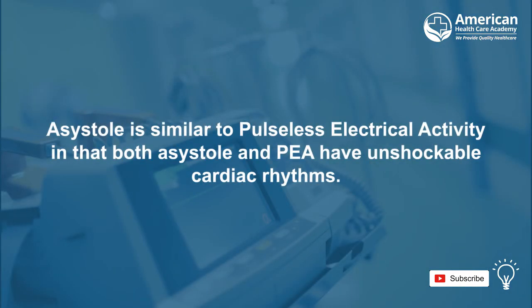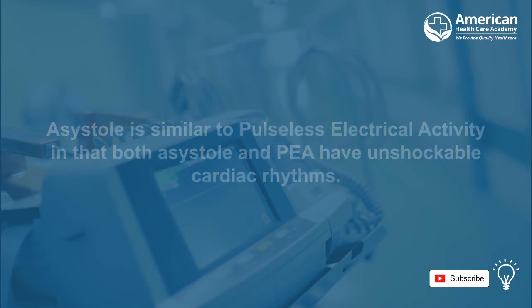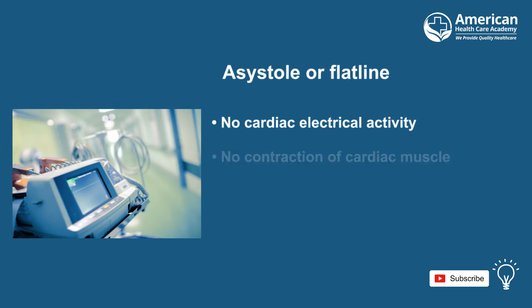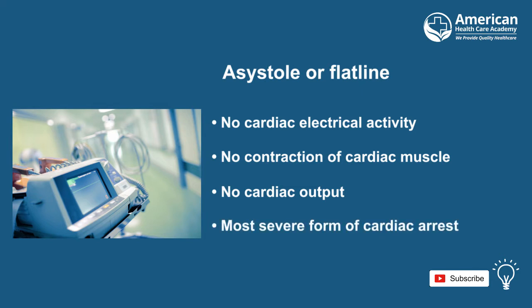Asystole is similar to PEA, which we discussed in the previous section, in that both asystole and PEA have unshockable cardiac rhythms. Asystole, or flatline, is associated with no cardiac electrical activity, no contraction of the cardiac muscle, and no cardiac output. Asystole is the most severe form of cardiac arrest.